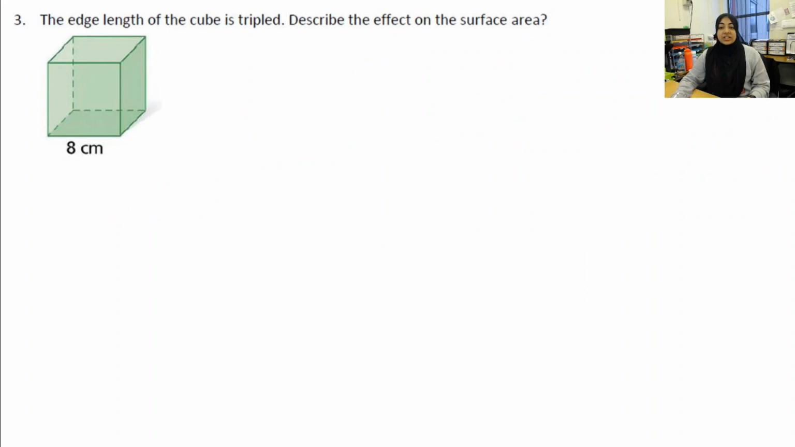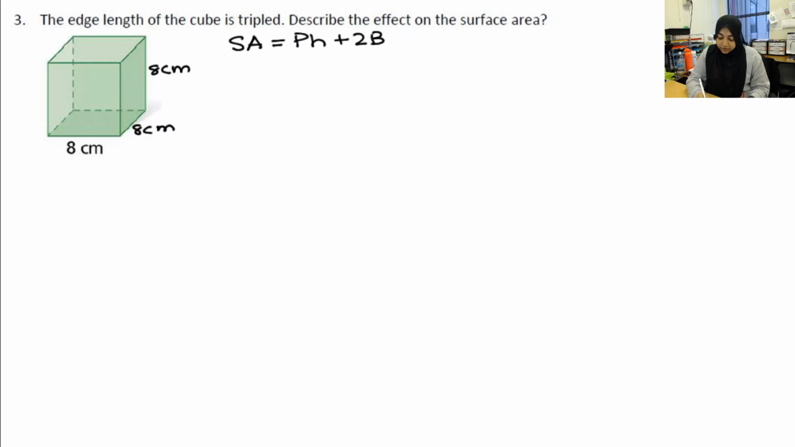So it says the edge length of a cube is tripled. Describe the effect on surface area. So first of all, this is a cube, which tells me that this is also 8 centimeters, and this is also 8 centimeters. Okay, so now I can move on from there. Our job is to describe the effect on surface area if the edge length of the cube is tripled. So let me first find the surface area on this cube. Same formula as before. Perimeter of the base times the height plus 2 times the area of the base.